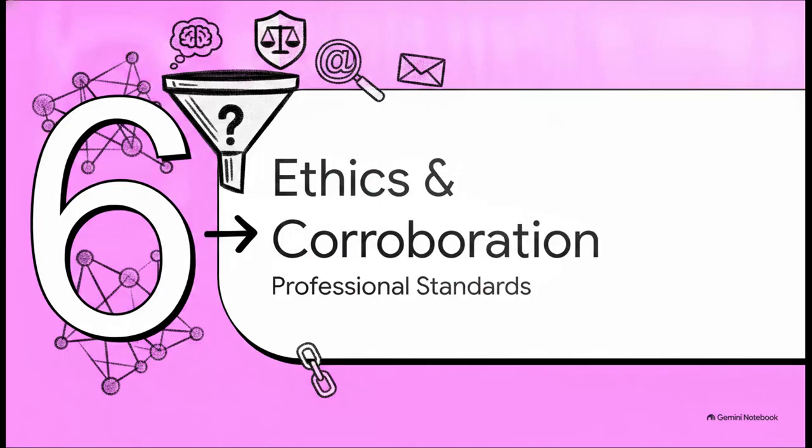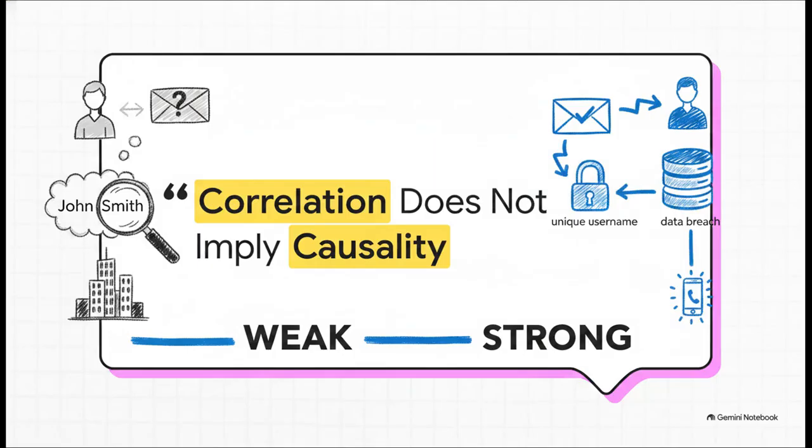Section 6. Ethics and corroboration. Okay, so we've gathered incredible amounts of data, but now we must apply the most important filters of all: critical thinking and ethical boundaries. Always remember, correlation does not imply causality. If you find an email or a common name associated with a threat, keep in mind that similar data does not automatically mean you have the right person. This is exactly the difference between weak evidence and strong evidence.